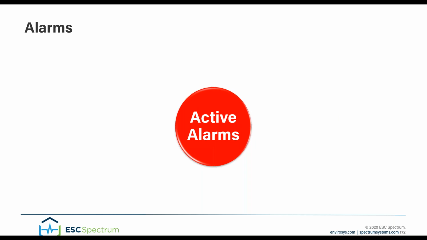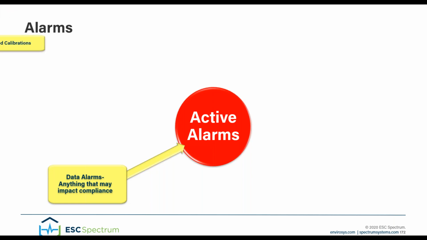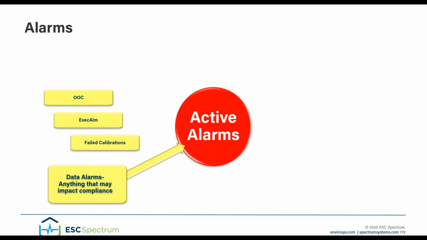You have your active alarms, and you have three different types of alarms. You have a data alarm, which is anything that has the ability to impact your compliance. This might be things like failed calibrations, exceedance alarms, out of control alarms. These are all things that might be able to impact your ability to be compliant.